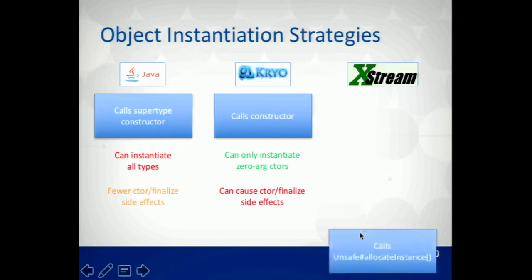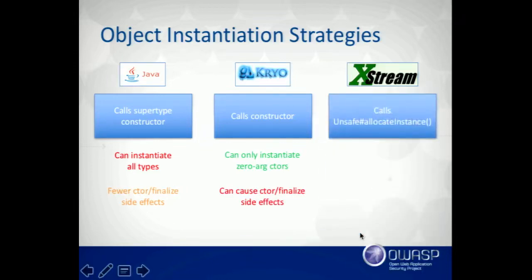So XStream is our last option here. This is an XML serialization library, and it uses even darker magic than Java to instantiate objects. And it's really good because you absolutely cannot cause side effects. So that's great. But the bad news is the attacker's gadget pool is almost limitless because you can instantiate all types, not just serializable, not just those with zero argument constructors. Anything's fair game. So we see there's really no right answer here, there's always a trade-off.